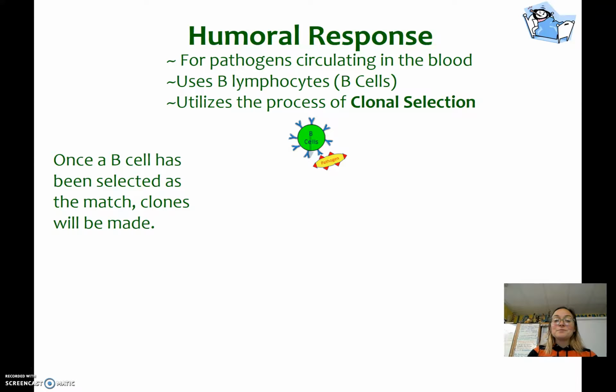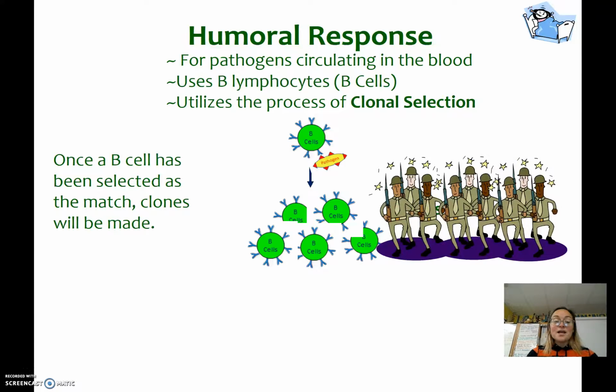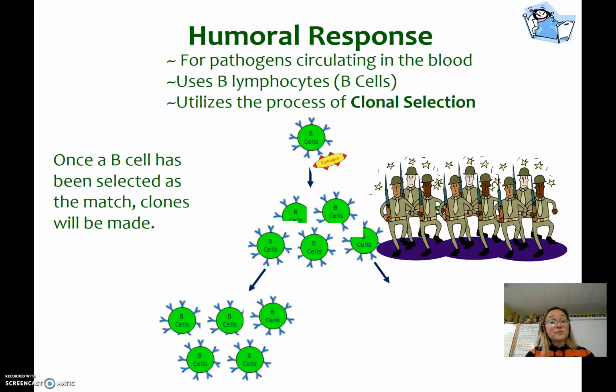Now for the humoral response. These clones, though, are kind of like your standing army. They're the ones who are going to defeat that pathogen. But the clones actually differentiate into two groups. So we're going to get our clones that are going to be like our memory cells. And they're going to remember this pathogen forever.